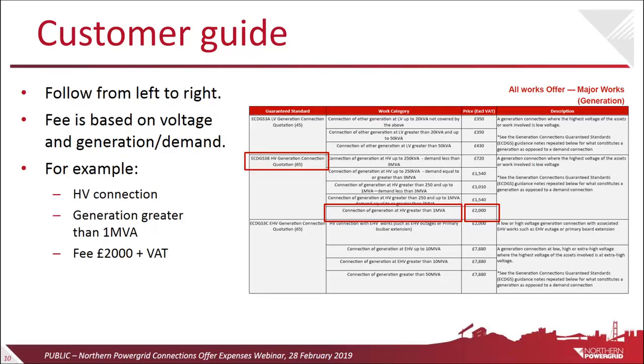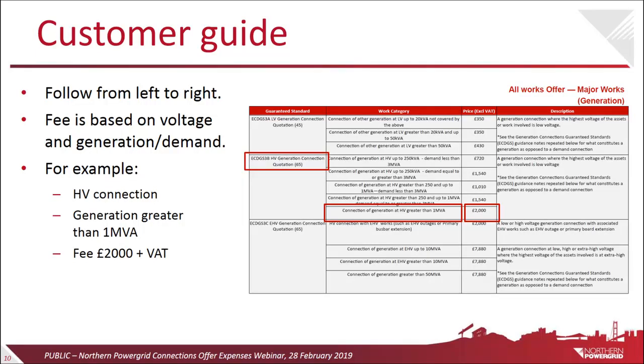We've tried to provide a transparent customer guide, and if you look at that information and follow from left to right, as previously indicated, you look at the voltage and the type of connection, whether it's generation or demand. In the example shown, an HV connection greater than 1 MVA will attract a fee of £2,000 plus VAT. One of the key areas that we have done as part of the ongoing dialogue is understanding the charges we are levying and those areas where, because of what we have to do, there is scope to allow for some of the charges to be reassessed.